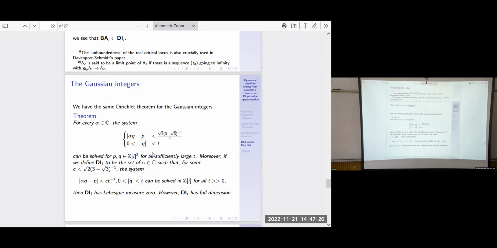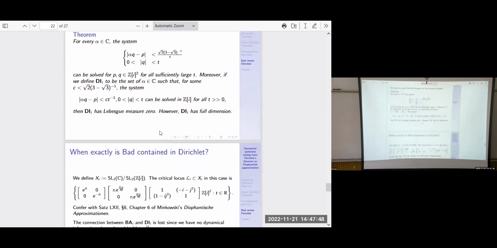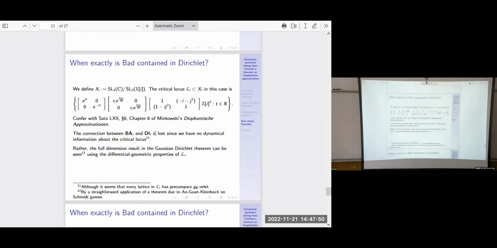But again, you can define the set of Dirichlet-improvable numbers. You can show that it has measure 0. And again, you can show that it has full Hausdorff dimension, but not by this BA contained in BI argument. The reason is, maybe you can guess from here: this lattice does not pack the disk efficiently. So Z[i] cross Z[i] is not going to pack the sup norm ball efficiently. You need to twist it a little.